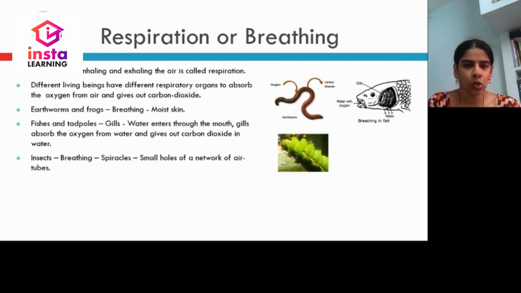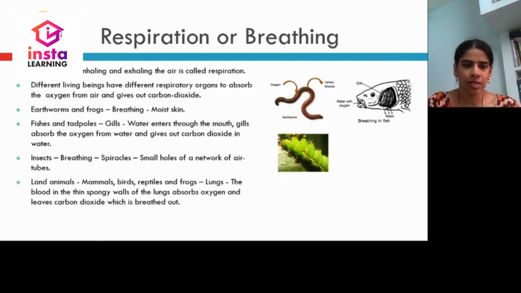Insects breathe through spiracles. Spiracles are nothing but small holes of a network of air tubes present on the body surface of the insects. Land animals such as mammals, birds, reptiles and frogs possess lungs which help in breathing. The blood in the spongy walls of the lungs absorbs oxygen and leaves carbon dioxide, which is breathed out.